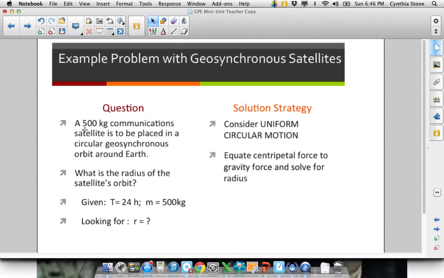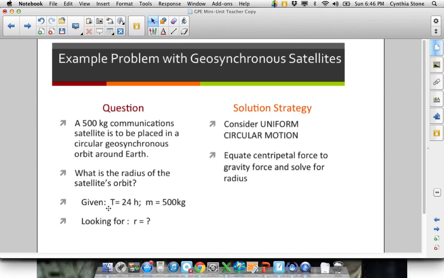So just looking at a few questions related to geosynchronous satellites. The first one is saying there's a 500 kilogram satellite. We want to place it into geosynchronous orbit. And how high up does it have to go? That's the first part. The way that you figure that out is you just make centripetal force equal to gravity force, given the period, and you solve for the radius.